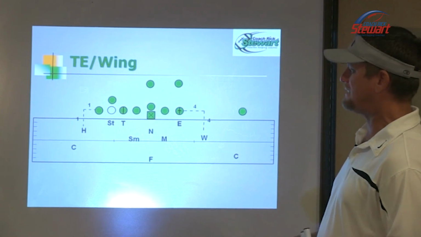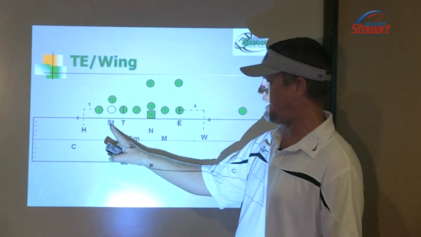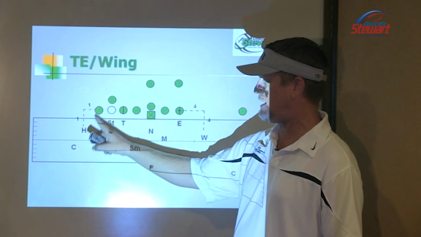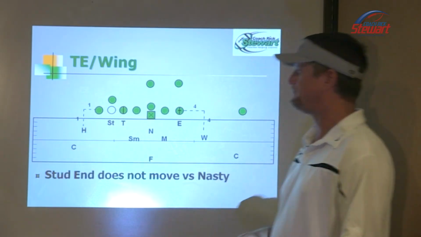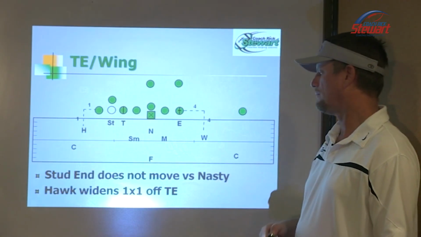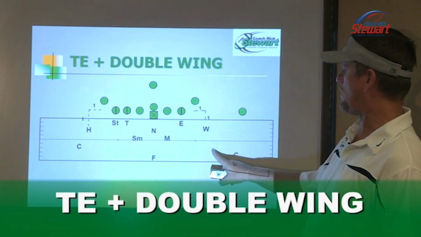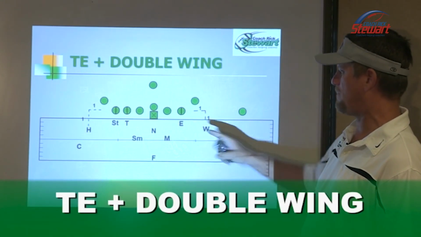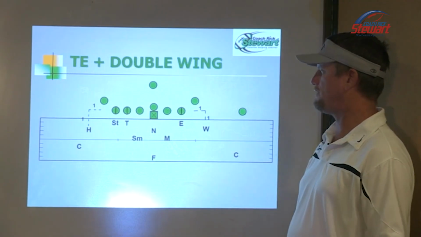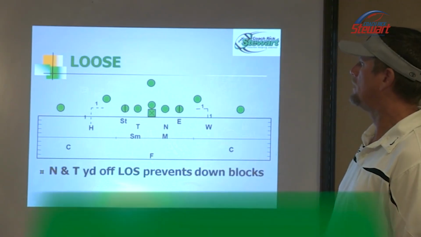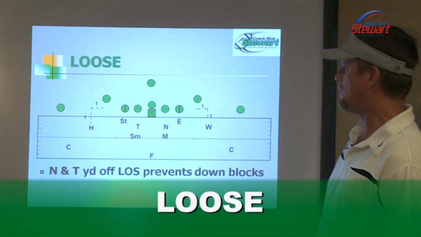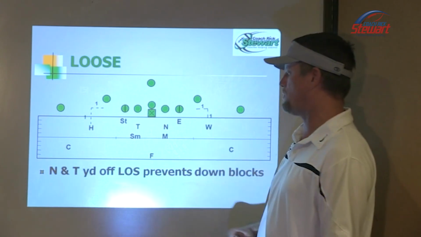Okay, we talked about this nasty set. Nothing changes. He lines up on the wing as if he's a tight end. He's 1-by-1 off of their nasty split. Okay, double wing, nothing big deal. Our Willie, our outside backer, just moves up 1-by-1. Nothing's going to change except for that right there. Okay, out of loose, we stack, okay, because if you're balanced, we're balanced.